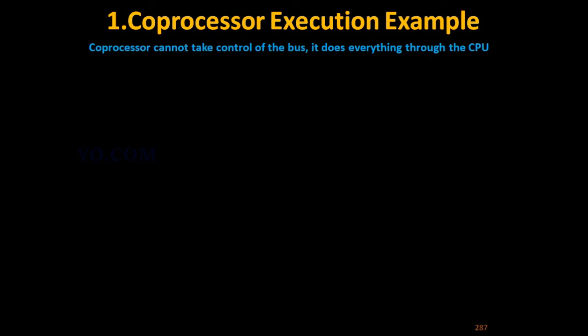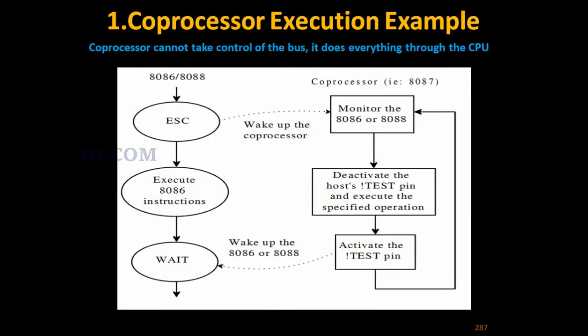Then a coprocessor execution example. The coprocessor cannot take control of the bus. It does everything through the CPU. So this is a flow chart of the coprocessor. The coprocessor is 8087, and 8086 is the microprocessor. The coprocessor instructions are combined with the microprocessor instructions.